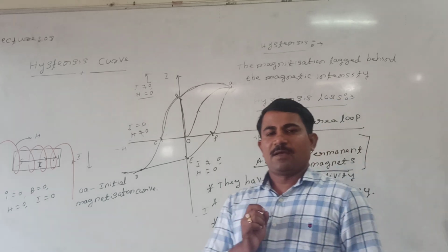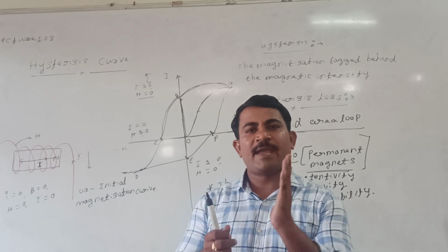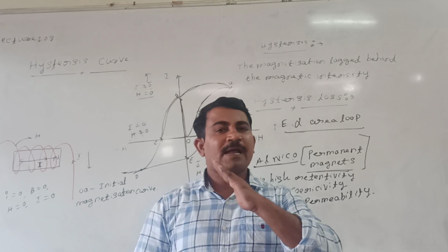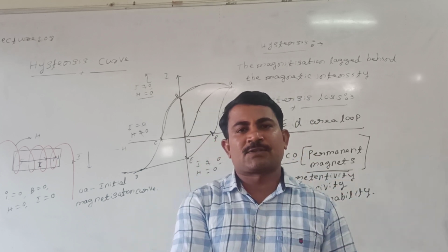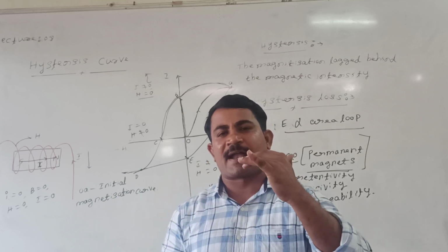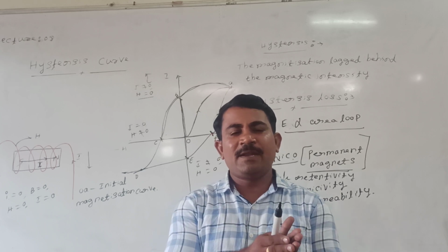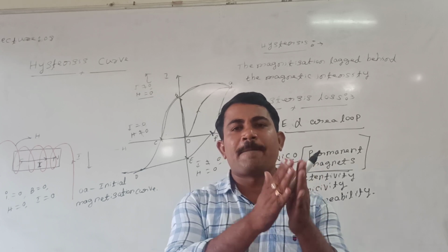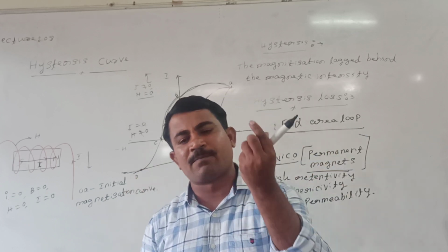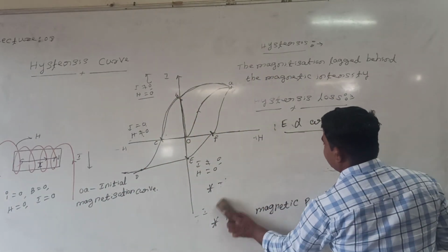But we can make a material a temporary magnet. How to make it? If there is a current carrying solenoid, and in that current carrying solenoid you place iron, that iron temporarily acts as a magnet. Those we are calling electromagnets. Electromagnets are the material which temporarily acts as a magnet when it is placed in a current carrying solenoid. That we will see here directly.